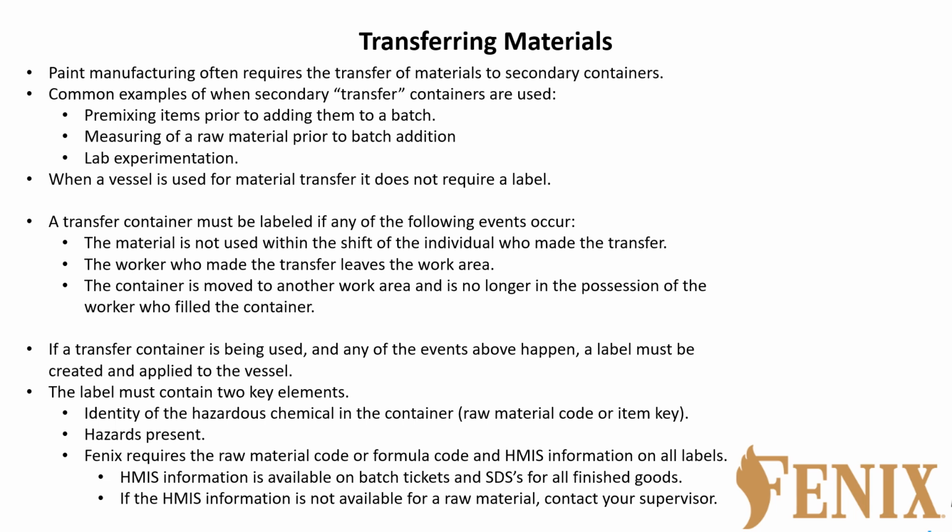Paint manufacturing often requires the transfer of materials to secondary containers. Common examples of when secondary transfer containers are used: pre-mixing items prior to adding them to a batch, measuring of a raw material prior to batch addition, lab experimentation. When a vessel is used for material transfer, it does not require a label.